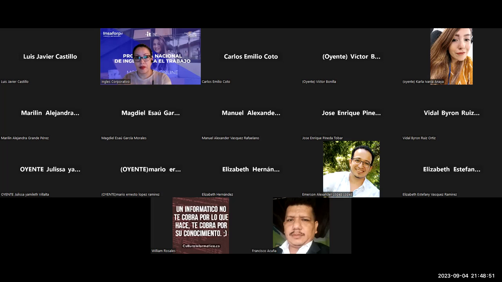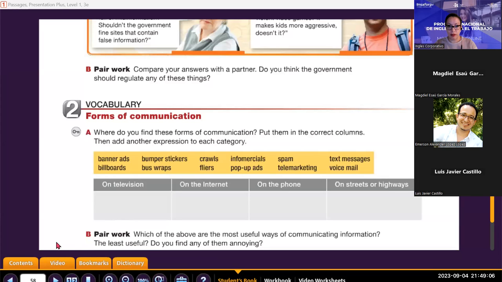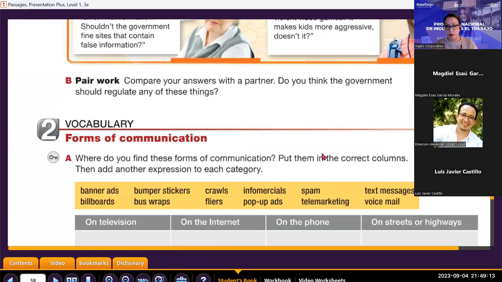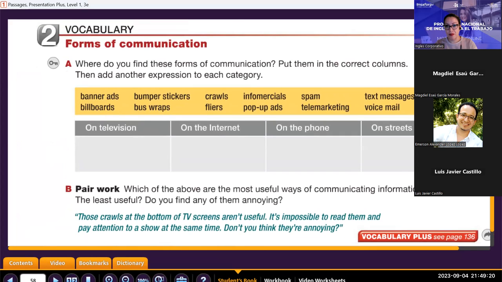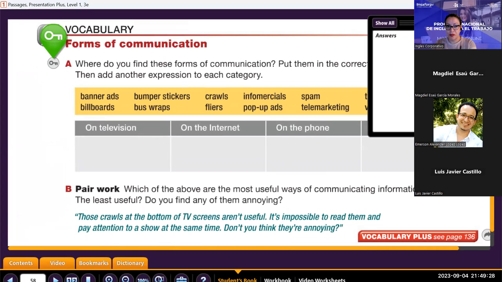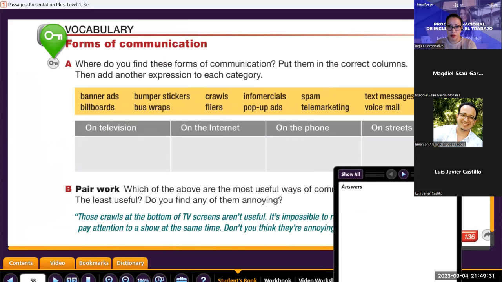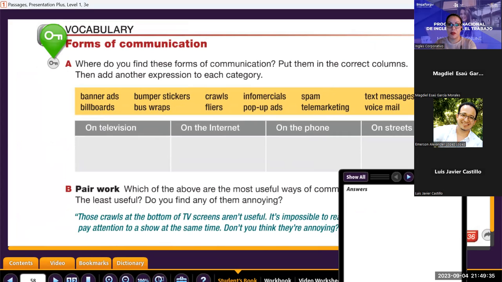On TV, infomercials, telemarketing. On the internet, spam, pop-up ads. On the phone, text messages, voicemail. On the street or highways, the billboards, bumpers, stickers, bus wraps, flyers, banners, ads.